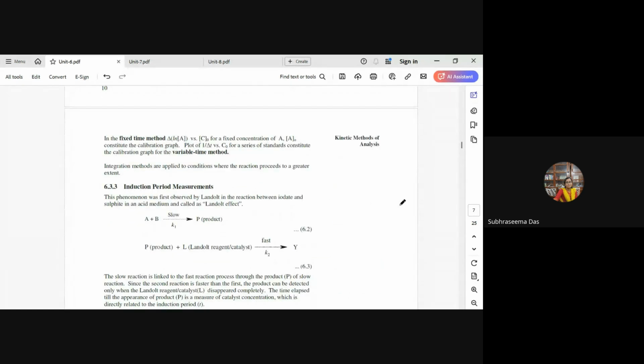In the fixed time method, what we do is plot 1 by delta T versus C0 for a series of standards. They constitute the calibration graph for the variable time method.